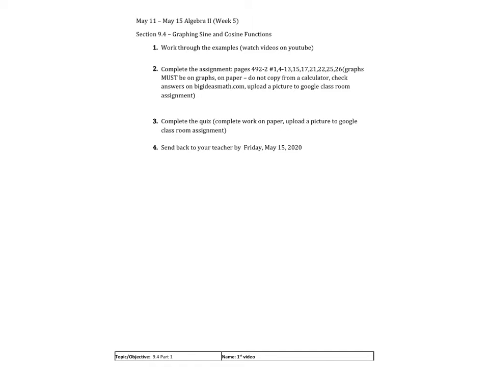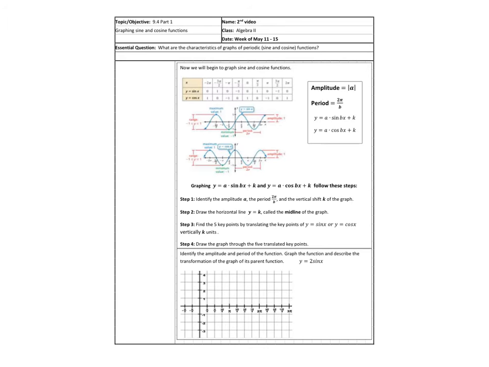Okay, we're going to continue our 9.4 Part 1 lesson. Last video, we were investigating what the graphs of sine and cosine look like. And now we're actually going to dive into graphing sine and cosine. So here we go. Hopefully you had a chance to either download the notes, print them, or just use some graph paper and draw along with us as we go.